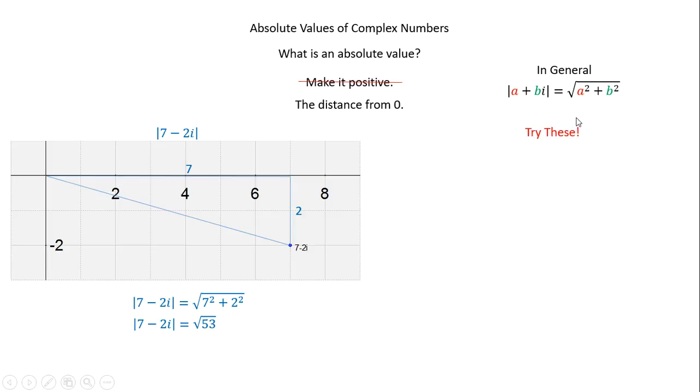So, keeping that in mind, try these couple. We have the absolute value of 4 minus 3i, the absolute value of 7i, and the absolute value of negative 2. So go ahead and push pause, try these, and then come back in a minute when you think you have them.